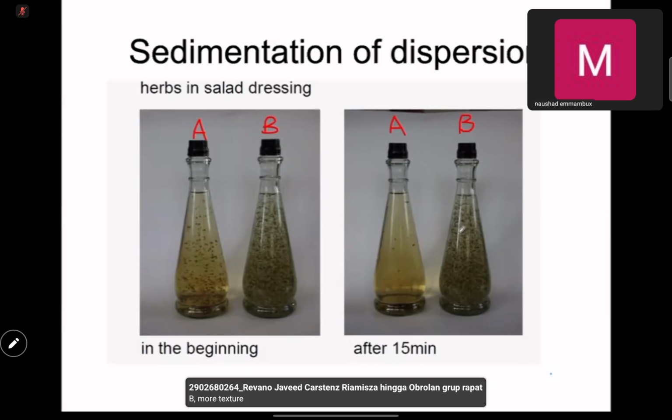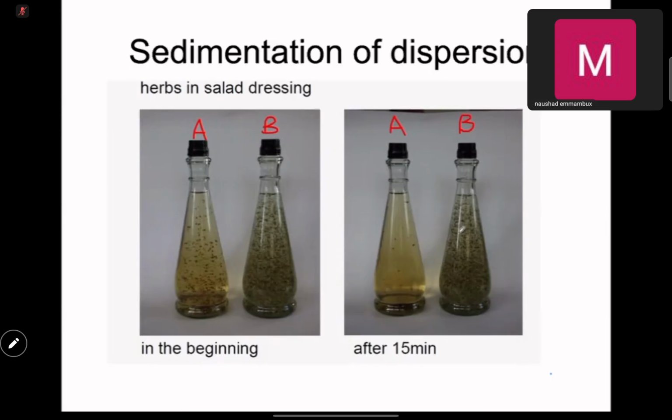Obviously, because if you pour A, you won't get any herbs. The herbs will be only down, they will have settled down. Whereas here it's all over, it's quite homogeneous. So generally, this is what the good quality one will be. You don't want sedimentation to happen, but how do you do that?